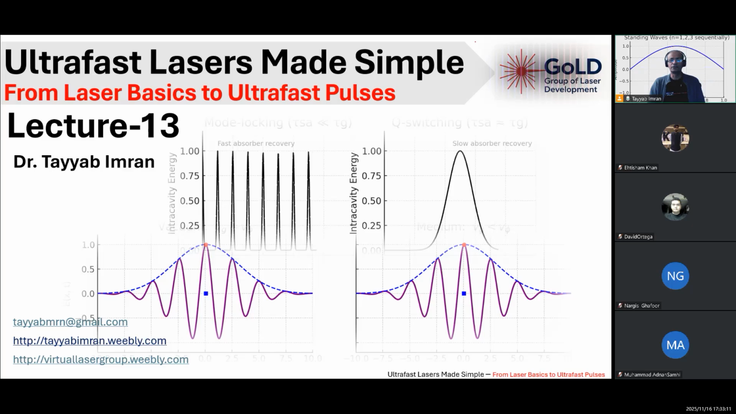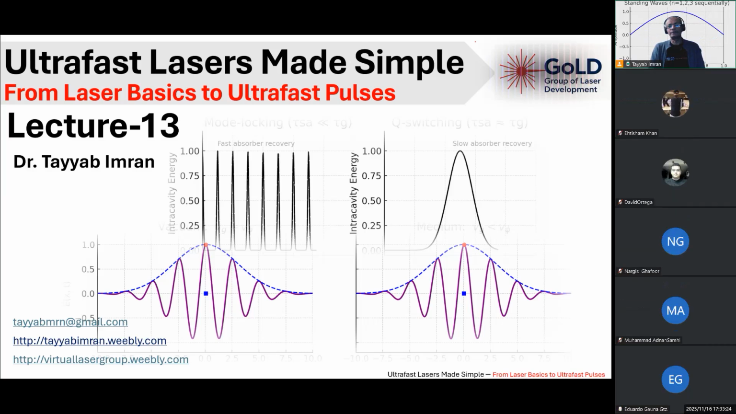And the mode locking, what kind of mode locking? If you remember, that is Kerr-lens mode locking, which happens in most modern lasers, Ti:sapphire type. And today we are going to study some mathematical equations. I'm not going to solve the equations. These equations are supposed to be used if you want to design the oscillator somehow.